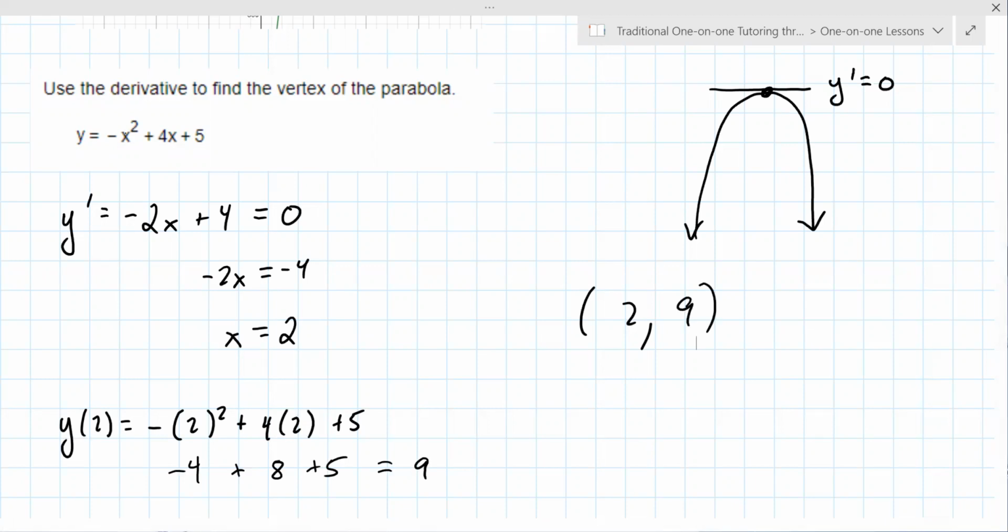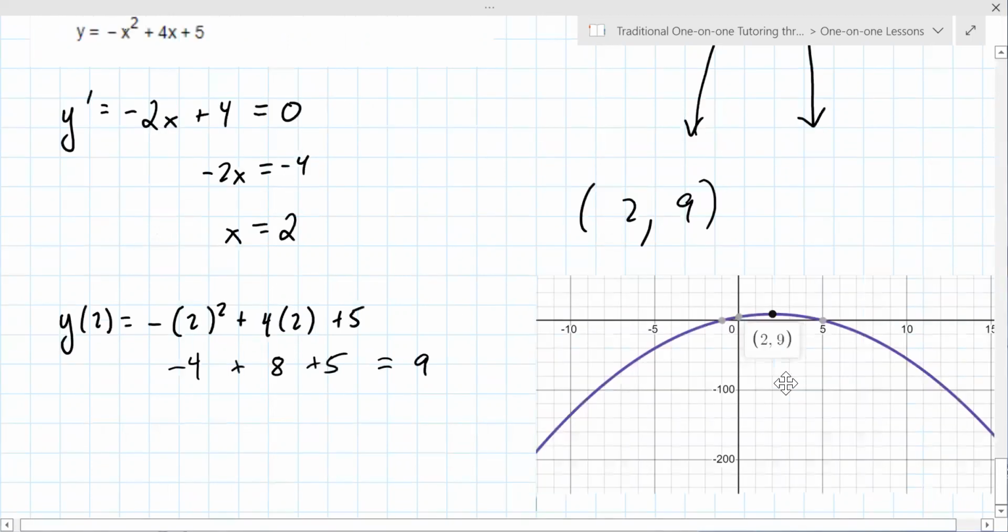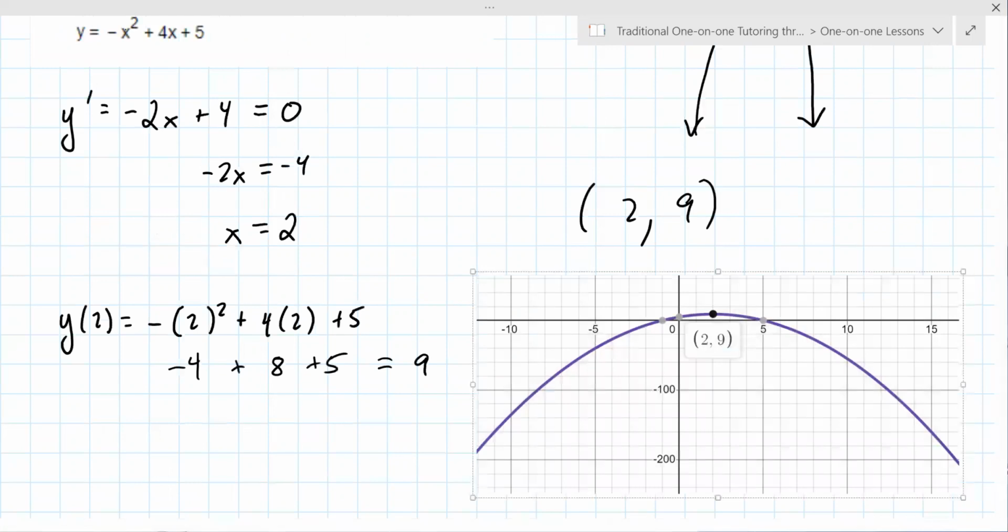But we can check that with a graph. I always like to double check these, especially when they count for something more than just a homework grade. So let me just check that here. And the vertex, I'll snip that in. You can see that the vertex occurs here at 2, 9. Okay, so they want that ordered pair, parentheses 2, comma 9.